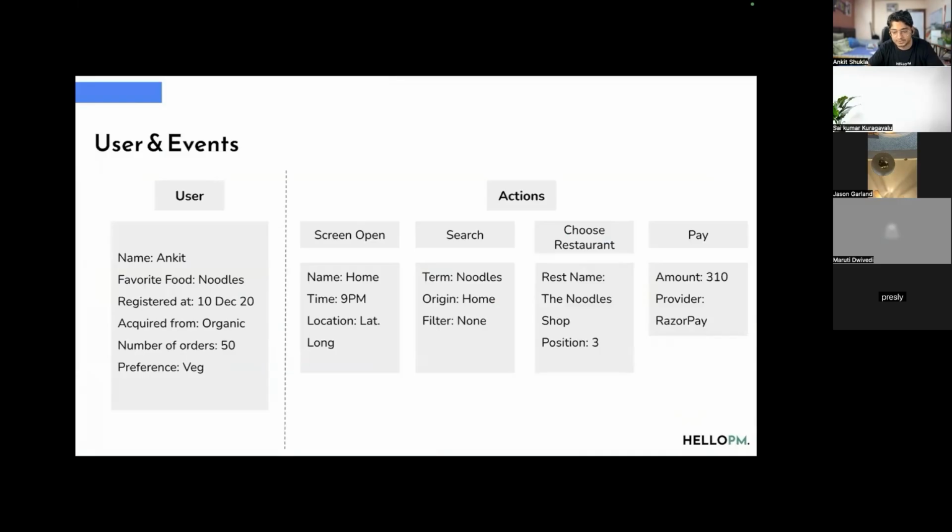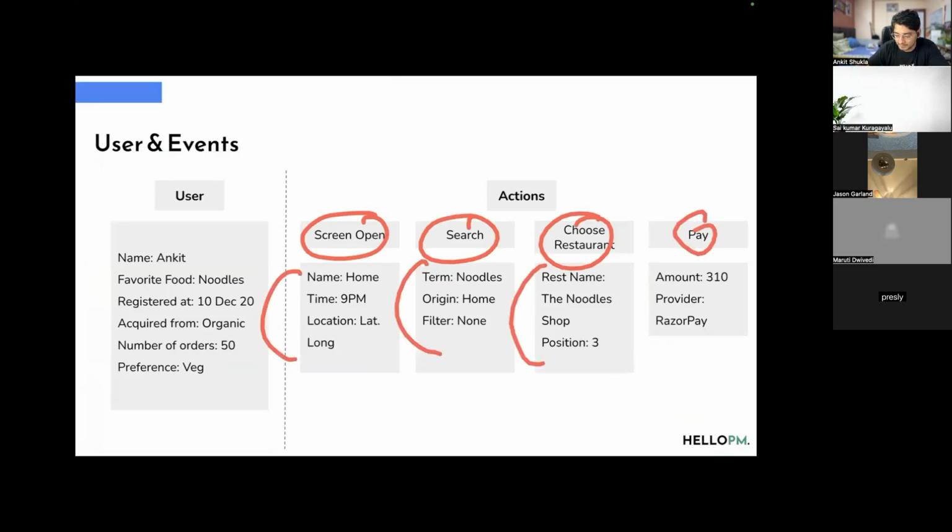Okay, and events are stored in this format. Let's say this is the name of the event: screen open, search, choose the restaurant, pay. And these are the properties of the event. Every event would have some properties. Let's say screen open. Then which screen was open? When was it open? What is the location of the user when it was open? Because Swiggy is a hyper local platform.